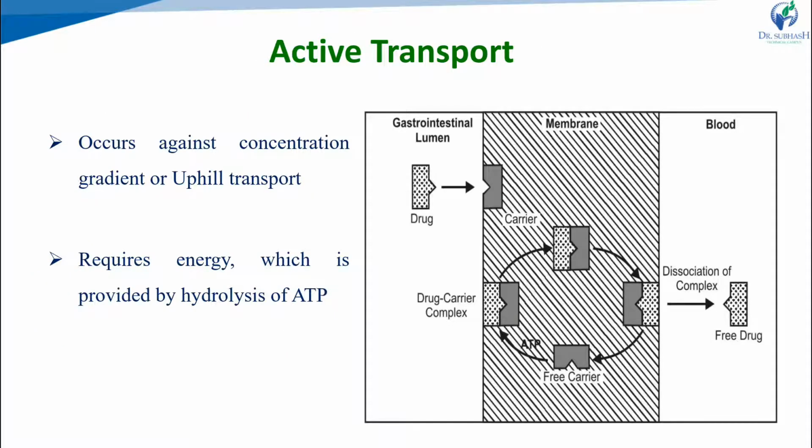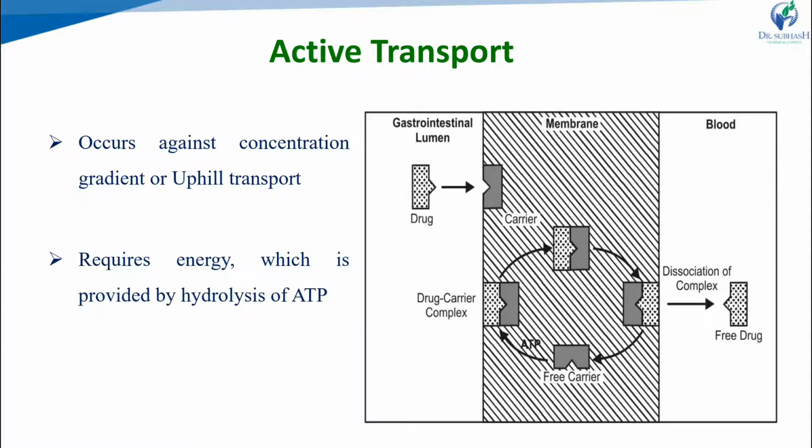Next one, active transport. That is also a carrier mediated transport. The drug binds with the carrier and forms a complex, and that carrier complex crosses the cell membrane and reaches the blood. At that time the complex dissociates and the free drug is released into the blood. But here is the difference between facilitated diffusion and active transport: in facilitated diffusion energy is not required, but in active transport we require energy.